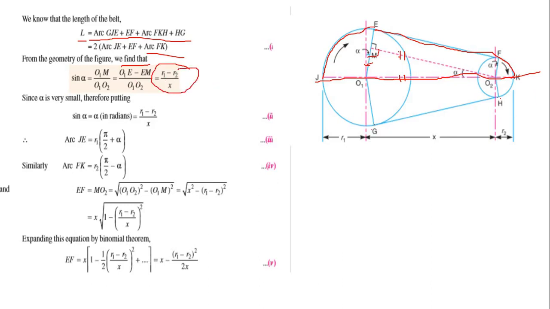Now student, sin alpha is equal to alpha, which is in radians, because alpha is very small. So simply alpha is equal to R1 minus R2 by X.